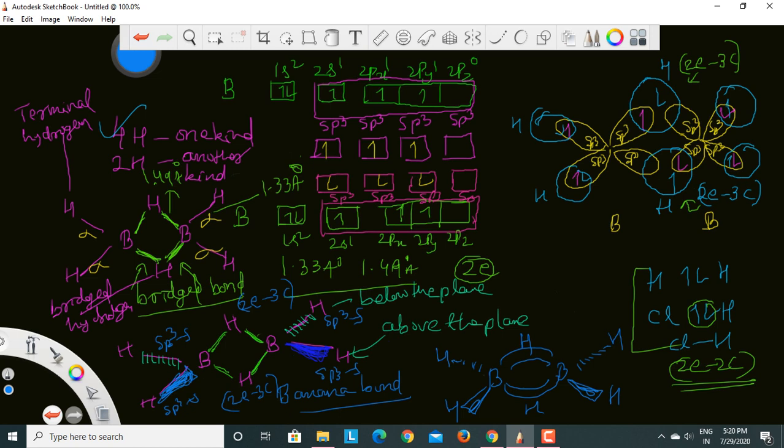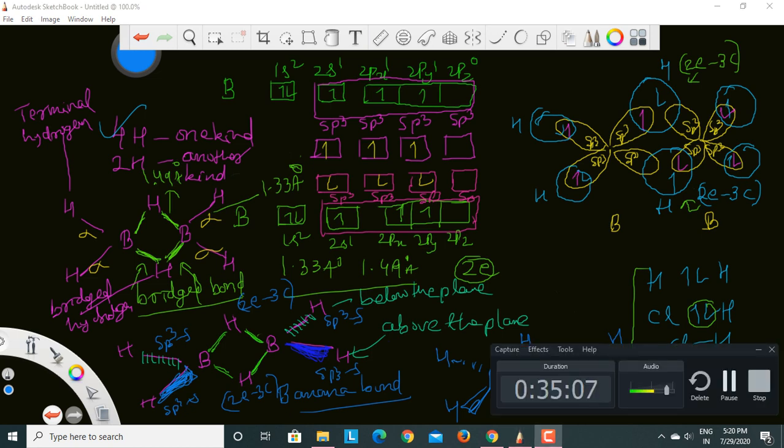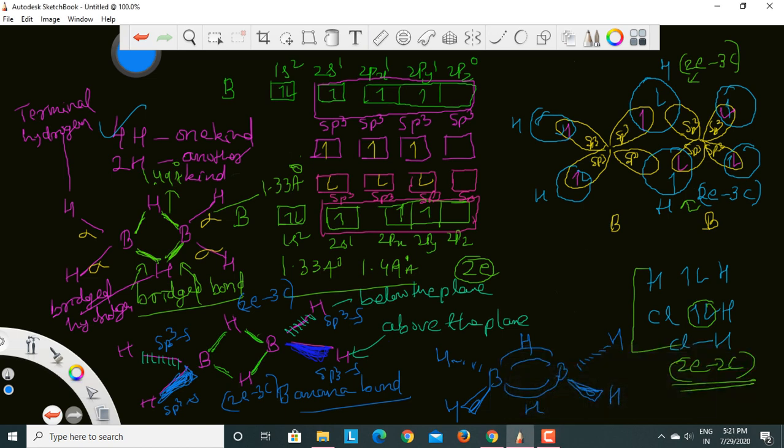I think it is now very much clear about the hybridization and structure of diborane. So like diborane, we can discuss some more molecules forming this type of bridge bonding. So for that, let us go to the next page.